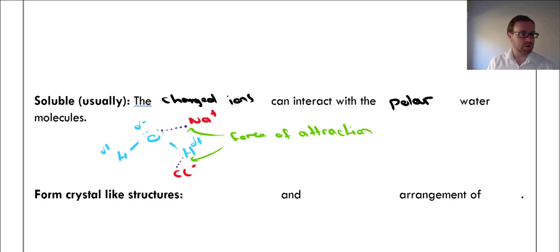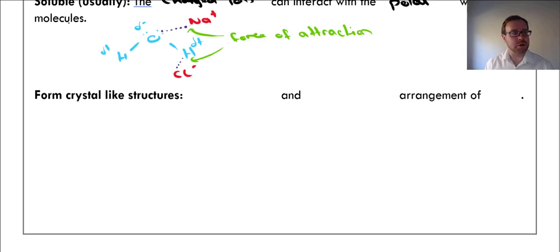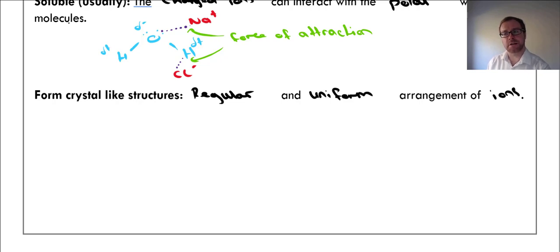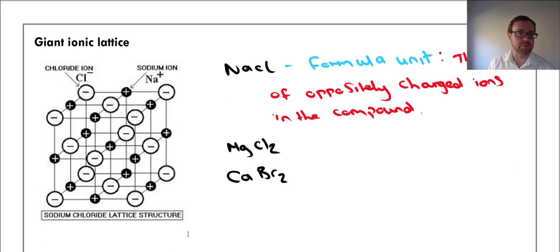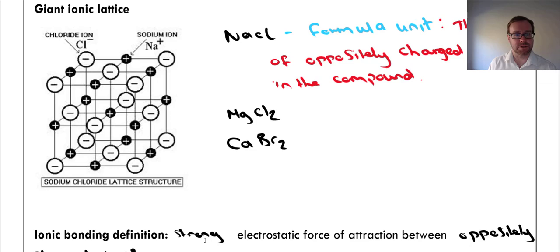Okay, moving on. So they also form crystal-like structures, and that is because of the regular and uniform arrangement of ions in the structure. Again, I'll just show you what I mean. So I'll go up here. So this is a regular and uniform arrangement. Positive, negative, positive, negative, positive, negative, and so on and so on and so on.